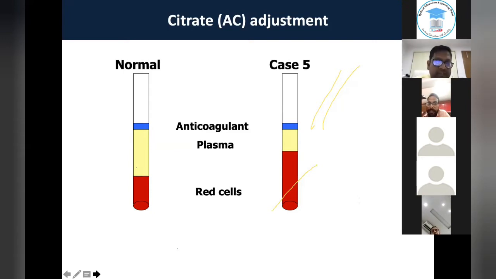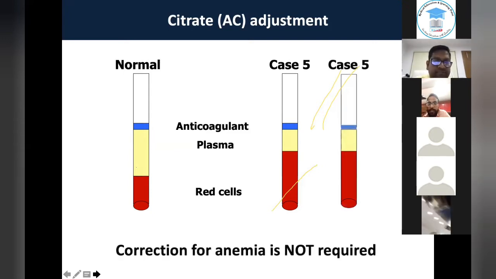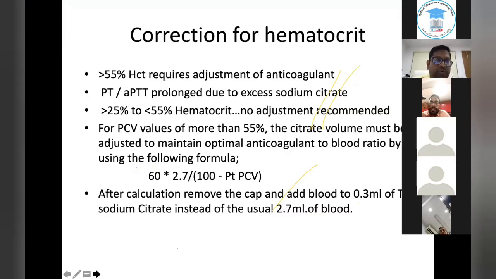So what is the solution? Correction of the anemia is not required; correction for the polycythemia is required. So how do you correct? Whenever the hematocrit is more than 55%, suppose you are using a 3 ml vial, the amount of blood to be added is 60 into 2.7 divided by 100 minus patient PCV. Similarly, if you are using a 2 ml vial, it is 60 into 1.8 divided by 100 minus patient PCV. You open the cap and add that amount of blood.